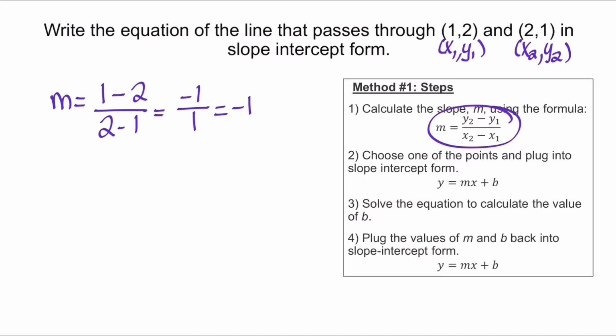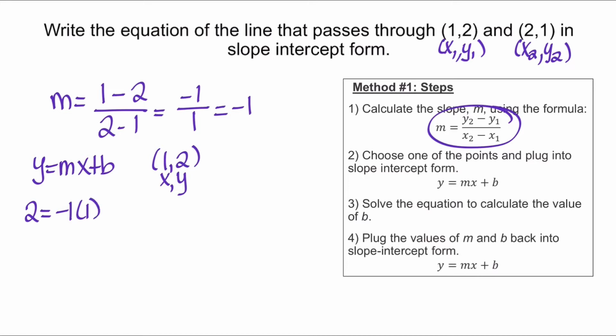So now what we can do is choose one of the points and plug into slope-intercept form, which remember is y equals mx plus b. So for no reason, I'm just going to choose the first point, (1, 2). I'm going to call that x, y. So what I can do is plug in and I get 2 equals negative 1 times 1 plus b. So when I simplify this, I get 2 equals negative 1 times 1, which is negative 1, plus b.